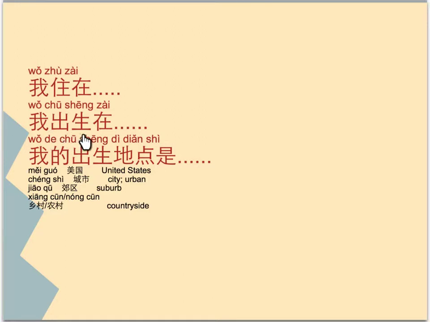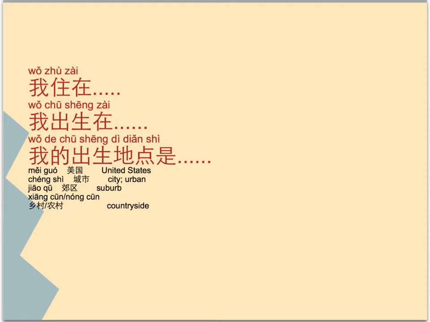The second expression is 我出生在. 出生 means be born. And 我出生在 means I was born at a place. Here you can put a place. For example, I was born in China. I will say 我出生在中国. If you were born in the United States, you say 我出生在美国. If you want to tell people a specific place, you can say 我出生在, for example, Florida. 我出生在佛罗里达.